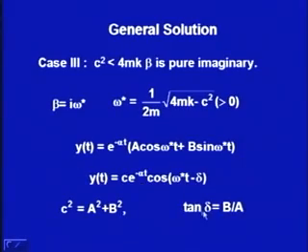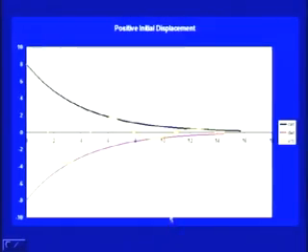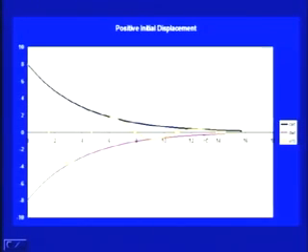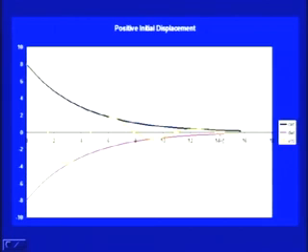Let us see what kind of motion this would look like. You see here, this is the line c e to the power minus alpha t and this is the line minus c e to the power minus alpha t. Again, I have taken some c and m such that c square is less than 4 mk.